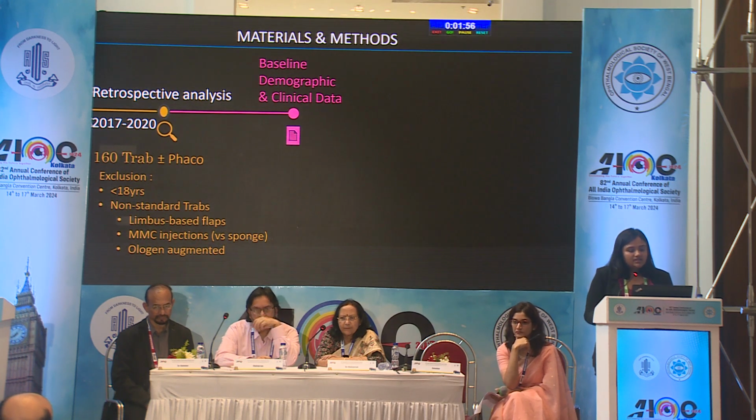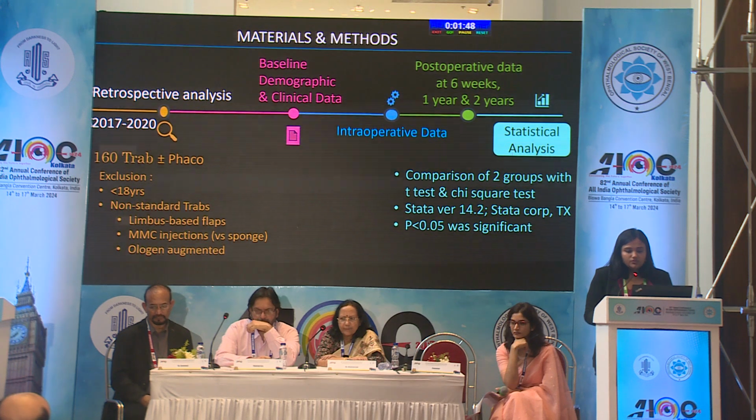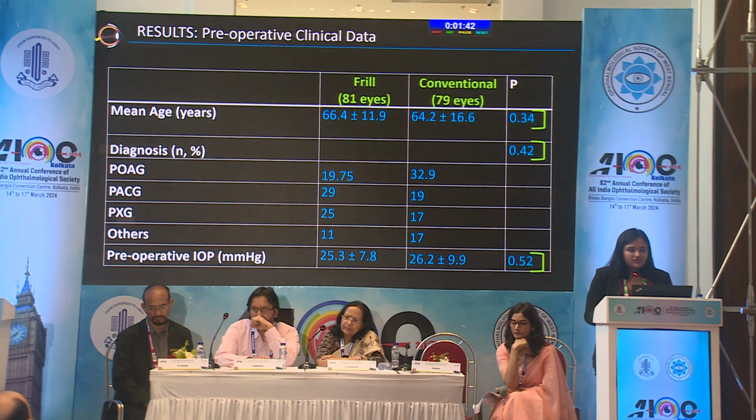The baseline demographic and clinical data, the intraoperative data and the postoperative data at 6 weeks, 1 year and 2 years was collected, and a comparison of the two groups was done with t-test and chi-square test. A p-value of less than 0.05 was considered significant. The mean age, the distribution of glaucoma and the preoperative IOP between the two groups showed no significant difference.